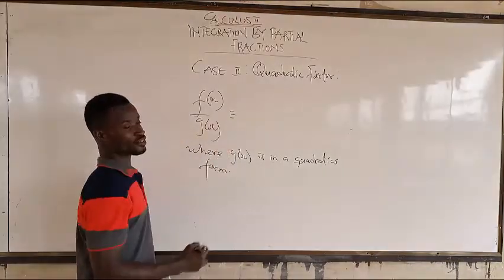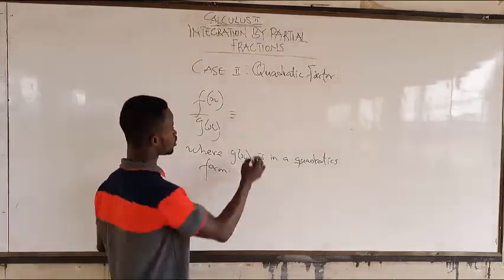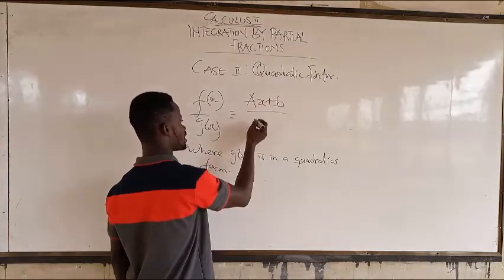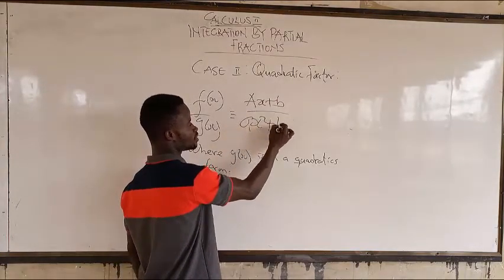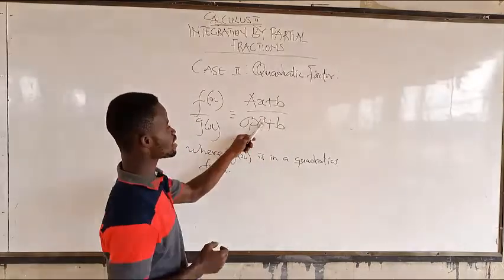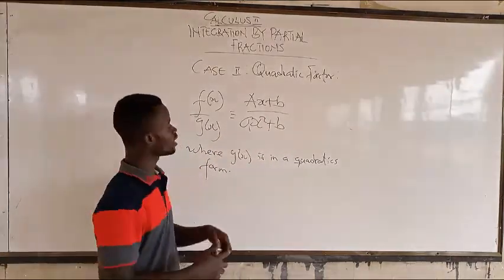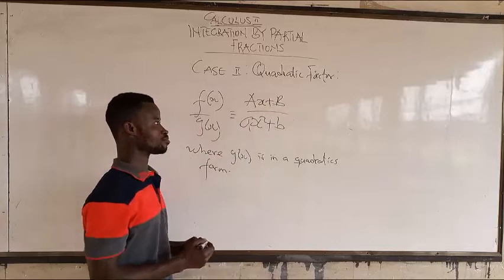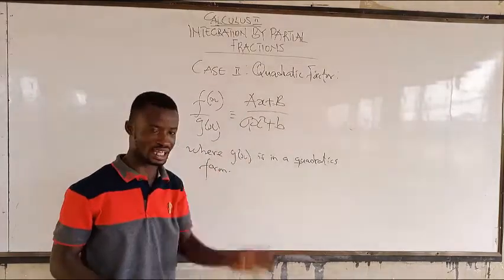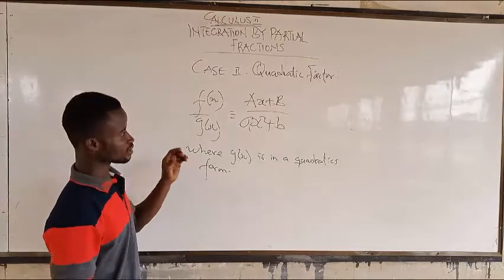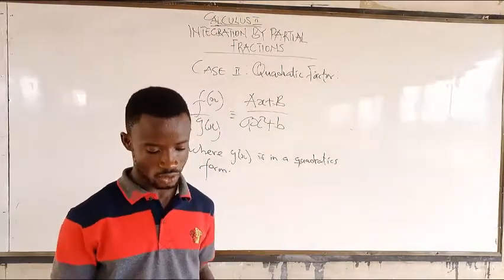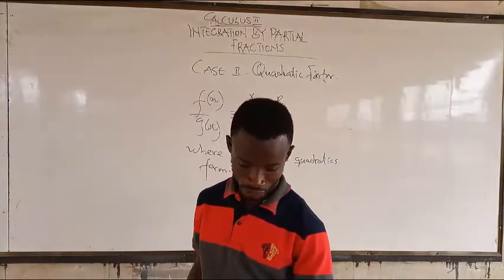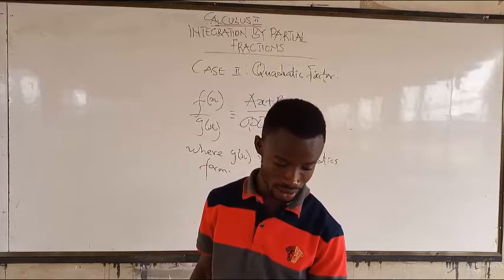When it's in a quadratic form, this is going to be identical to as plus b over that quadratic, let's say s squared plus b. Since the power here is 2, it's not 1. If it's 1, it's linear. Since it's 2, it's going to be as plus b over that, not just a over that. Very good. That you know from your algebra already.